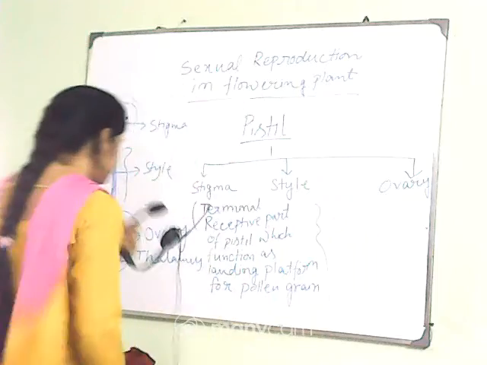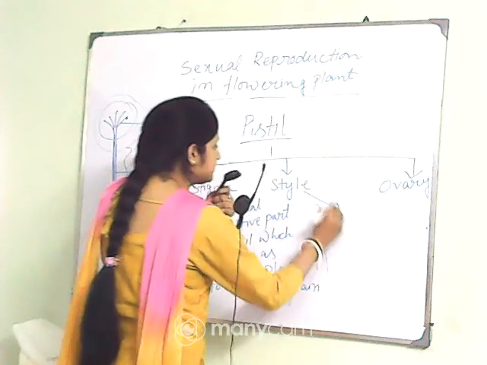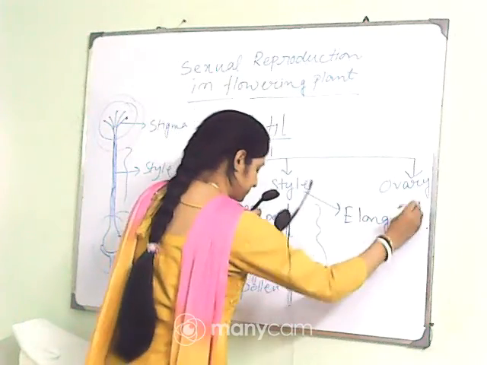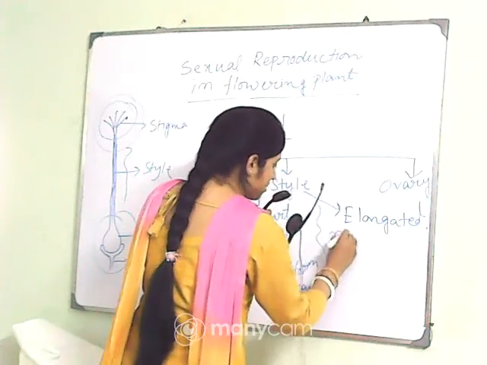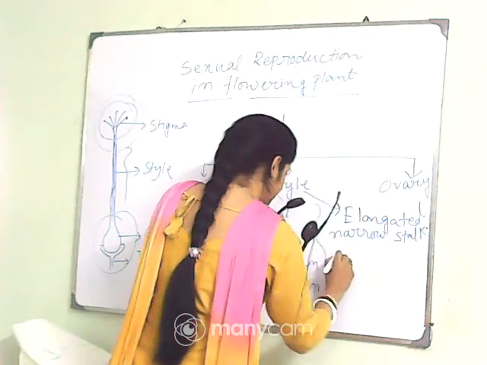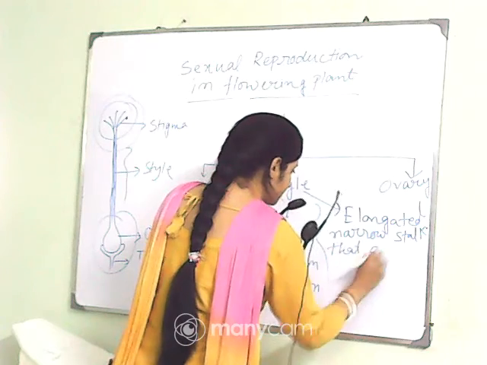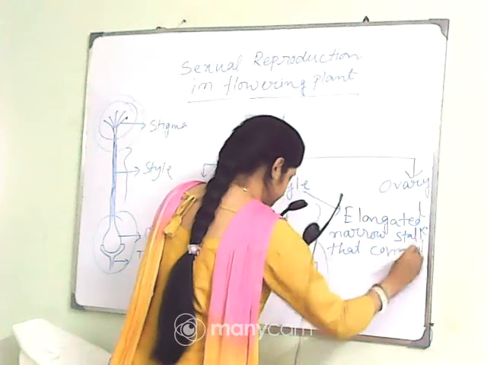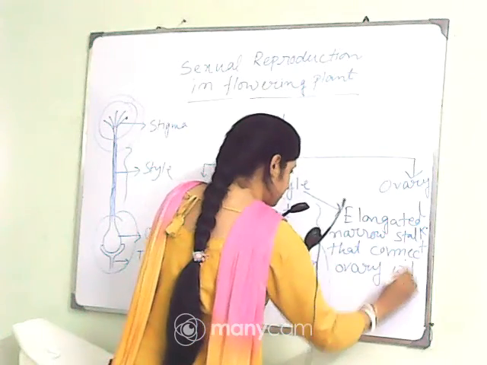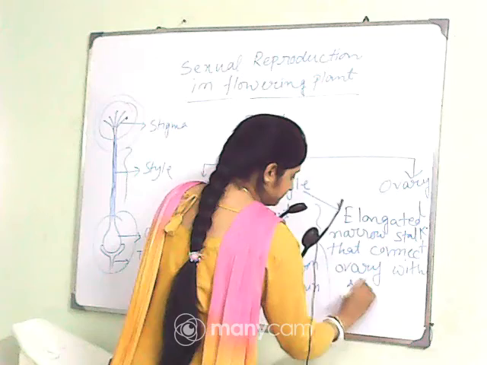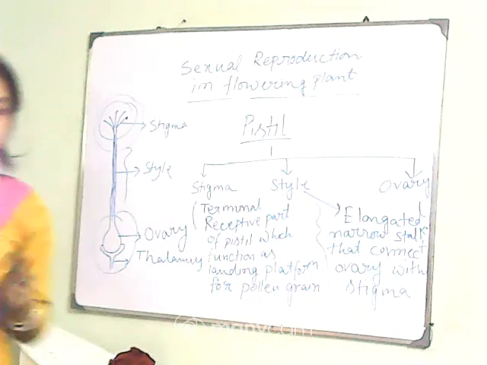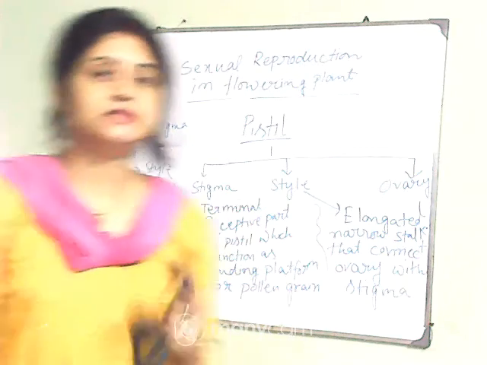Okay. So you can say the style is an elongated, narrow stalk that connects the ovary with the stigma. So this one is known as the style. Okay, and the last part, the bulging part, is the ovary.